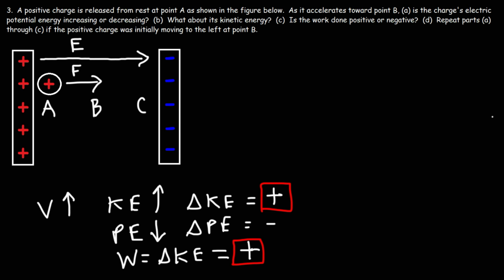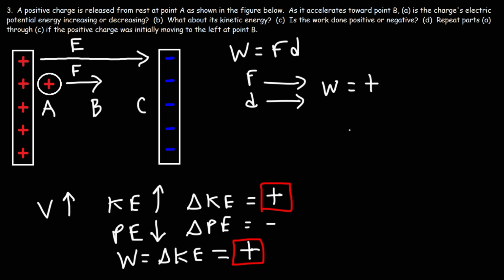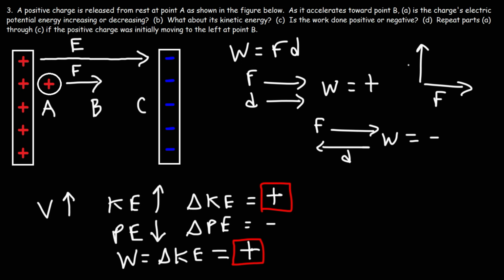Now let's get rid of this. There's another way in which we can analyze the work done, if it's positive or negative. Keep in mind, work is force times displacement. If the force vector and the displacement vector are in the same direction, the work done is going to be positive. If the force vector and the displacement vector are in opposite directions, the work done is negative. Now, if the force vector is perpendicular to the displacement vector, so if they're at right angles, then the work done is 0.